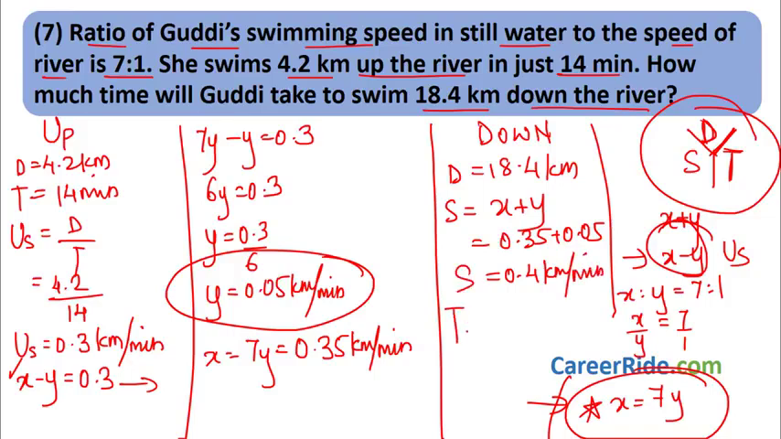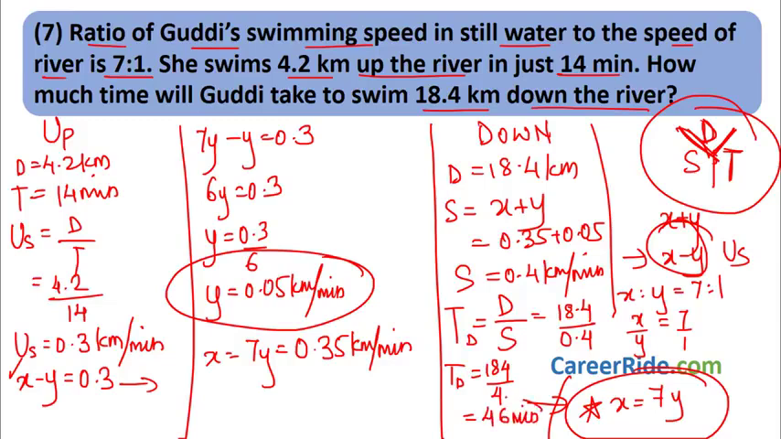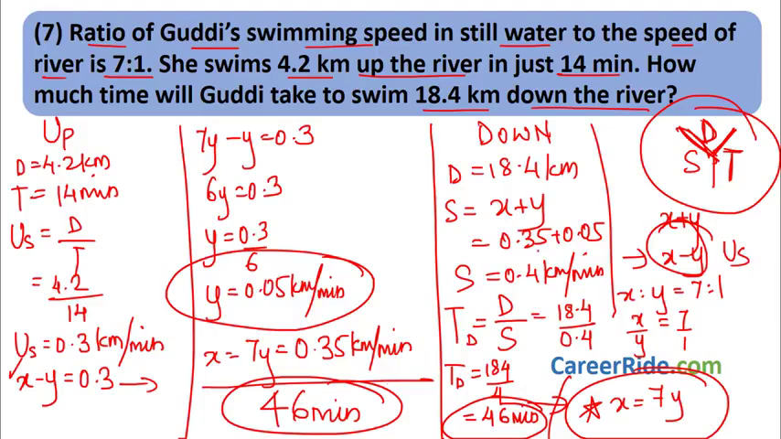So what is the time taken downstream? Nothing but distance upon speed. So that would be 18.4 divided by 0.4, right? So TD is nothing but 184 divided by 4, that is 46 minutes. So the time taken is 46 minutes for Guddi to travel 18.4 kilometers down the river.